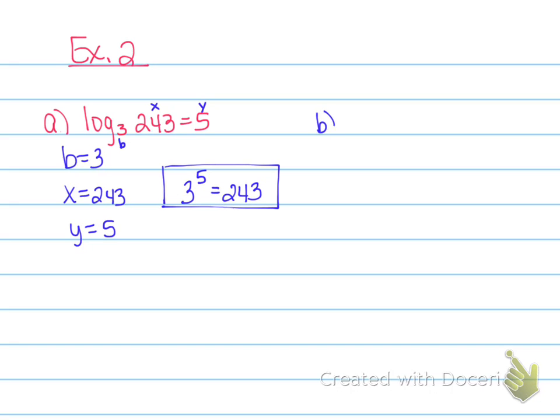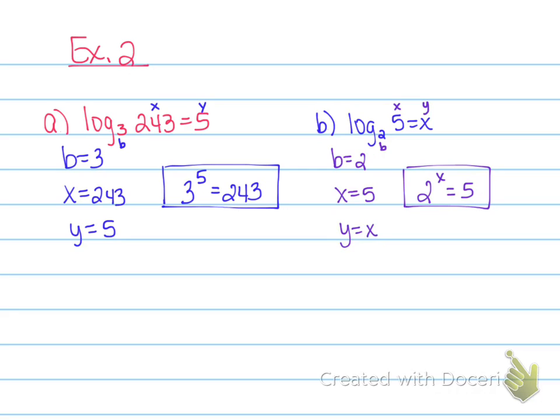Okay. b is log base 2 of 5 equals x. And so we know it's log base b of x equals our y. So our b is 2, our x is 5, and our y is the letter x. So when we go to do an exponential form, it's b, which is 2, to the y, which is x, equals x, which is 5. And that's our exponential form.